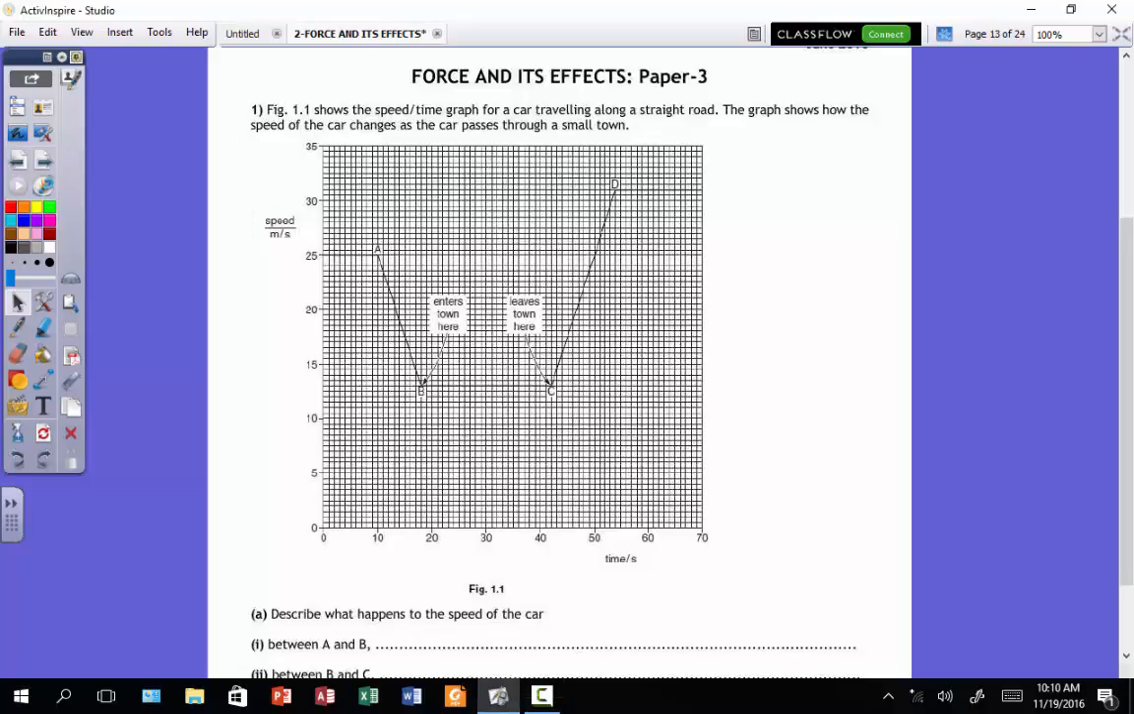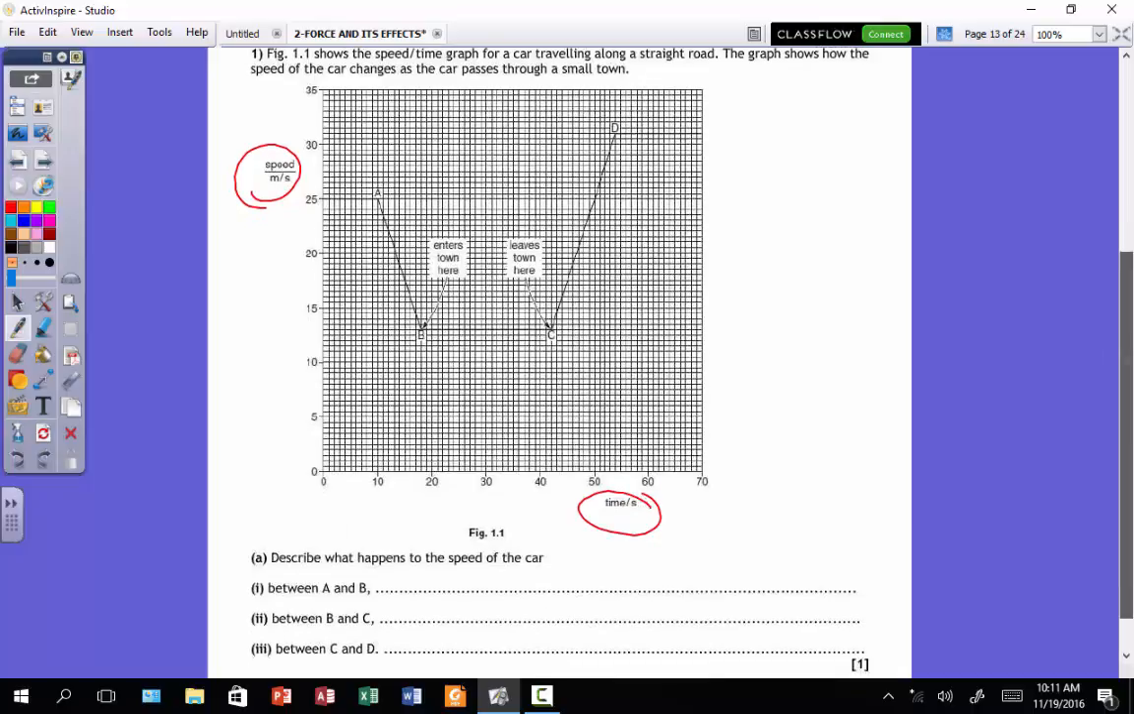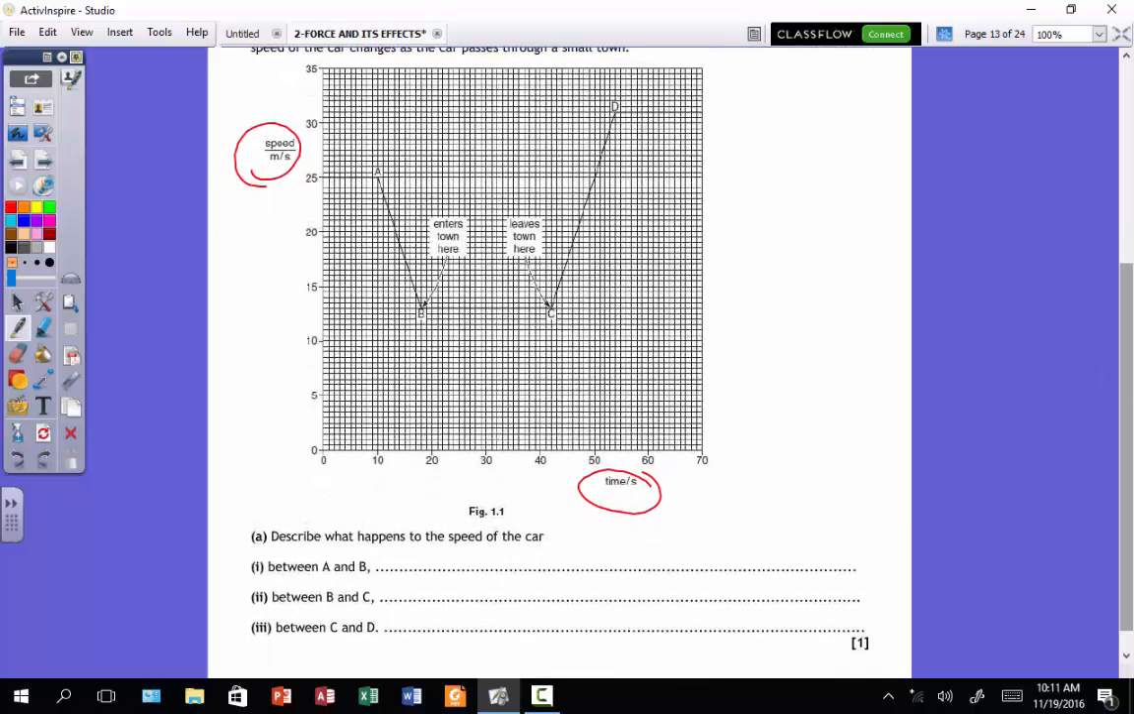Speed and time graph. The graph shows how the speed of the car changes as the car passes through a small town. Describe what happens to the speed of the car between A and B. You can see from A to B, the speed of the car is reducing, so we can say the speed of the car is decreasing.